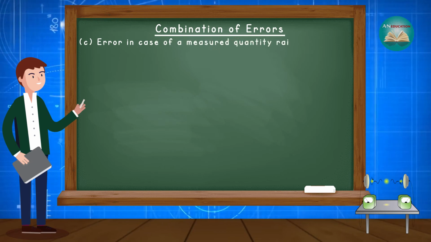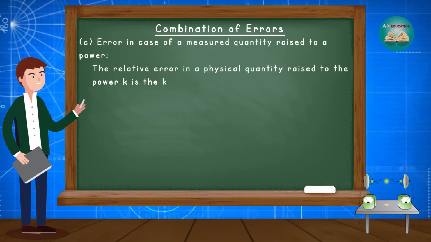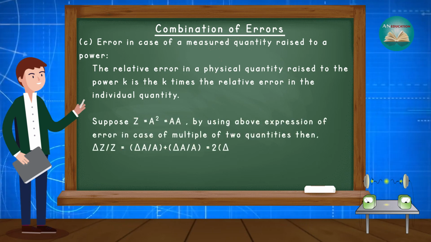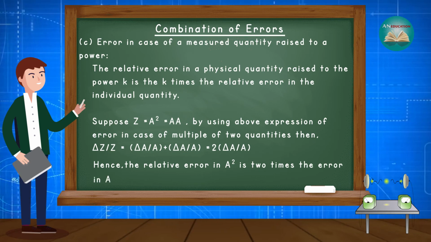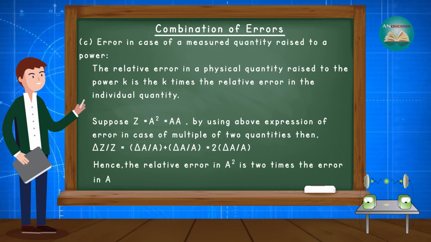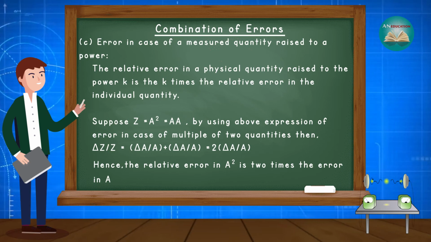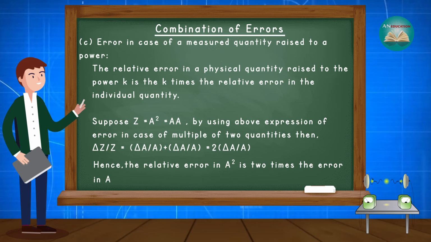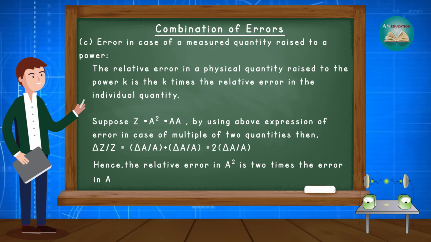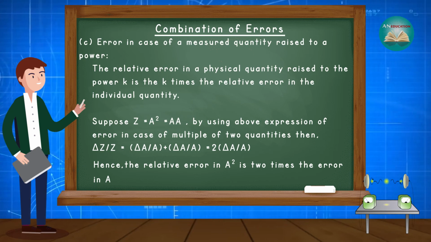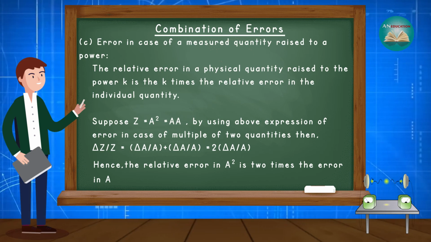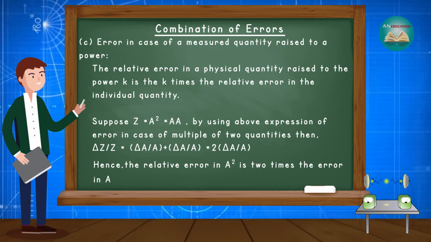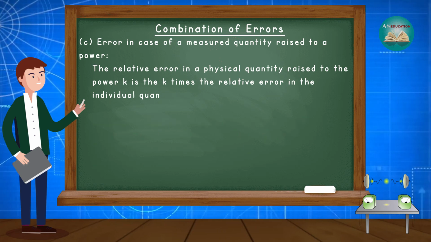Third is errors in the case of a measured quantity raised to a power. The relative error in a physical quantity raised to the power k is k times the relative error in the individual quantity. So we can say that the powers come into the multiple. Suppose Z is equal to A square, which is equal to A multiplied by A. By using the above expression of error in the case of a product of two quantities, delta Z by Z is equal to delta A by A plus delta A by A, which is equal to 2 delta A by A. Hence the relative error in A square is 2 times the error in A. So we can say that the powers come in the multiple.